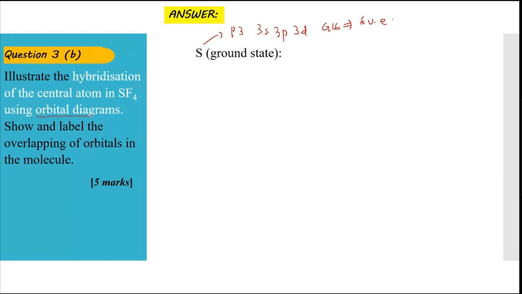So you draw the Lewis structure for this. Total valence electrons: sulfur 6, fluorine 7 times 4, 28. So total 34. When you start to draw, S with 1, 2, 3, 4. You know why we need to do this? Because for the hybridized state, you must know the type of hybridization.